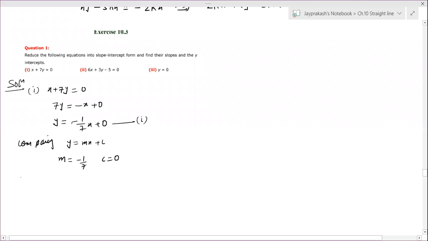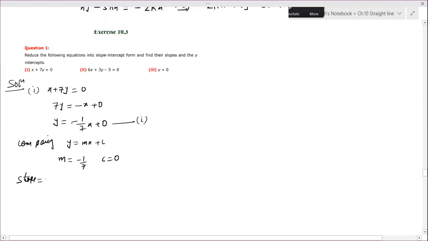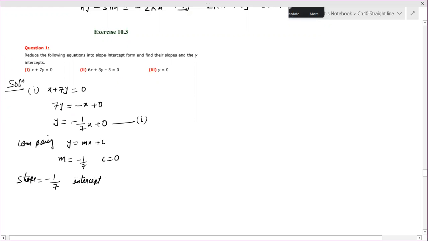So here the slope of the line is minus 1 by 7 and the intercept is 0.